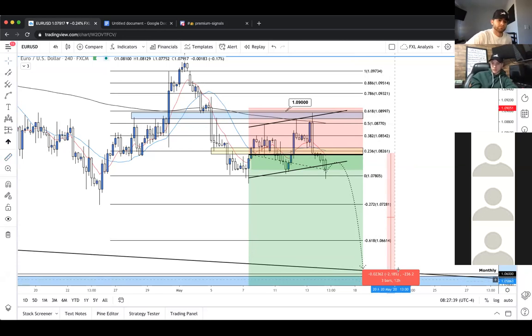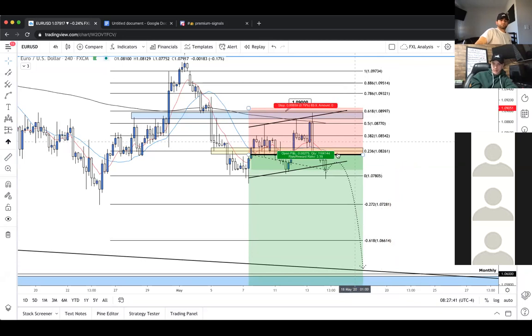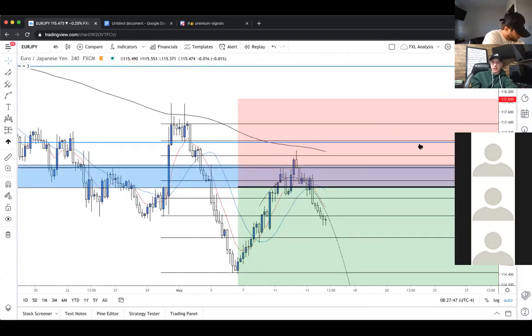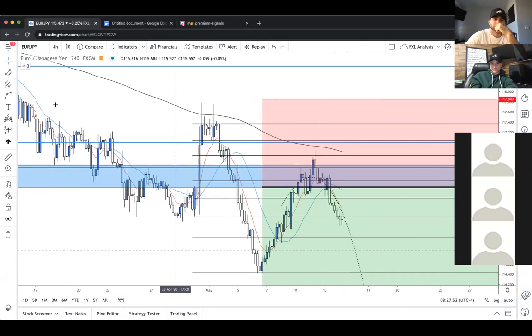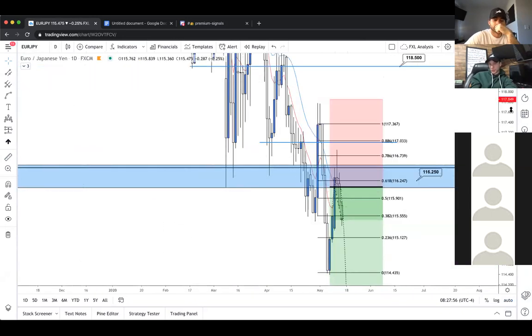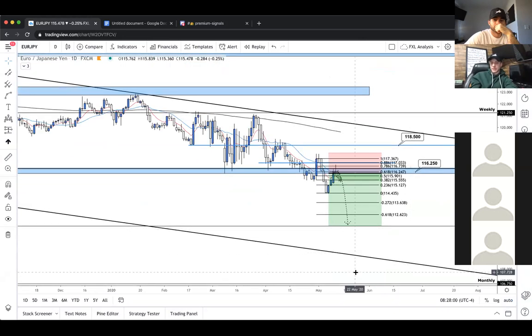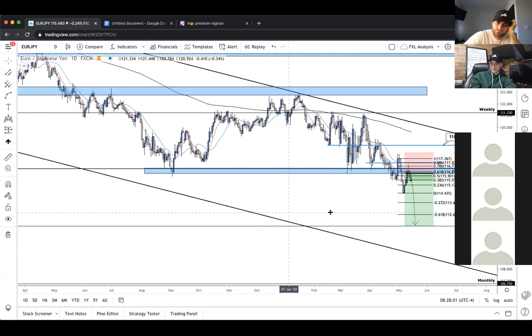So we're going to come back to this one probably early next week and see how it does. But let's keep going. So EJ. Let me go to the daily for a second. Super bearish. EJ is even more bearish than EU. It has a very steep channel, very steep bearish trend, which is a good sign, right?